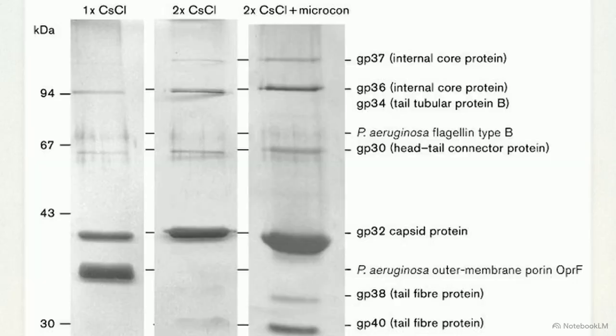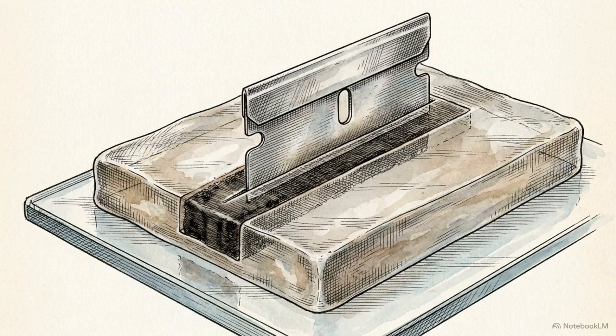Looking at the gel analysis from this process, the first two columns illustrate the progressive disappearance of P. aeruginosa contaminants. The remaining visible protein bands, now mostly purified phage structures, are excised directly from the gel and digested for liquid chromatography mass spectrometry.